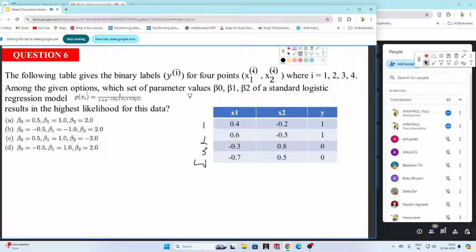Okay, so this is our n. n is the number of data points, so we have 4 data points with 2 inputs. That is, this is p, so p equals 2. p is the number of inputs and n is your data points: 1, 2, 3, 4.